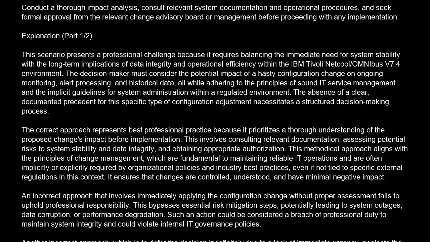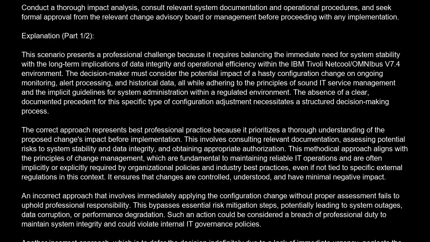The correct approach represents best professional practice because it prioritizes a thorough understanding of the proposed change's impact before implementation. This involves consulting relevant documentation, assessing potential risks to system stability and data integrity, and obtaining appropriate authorization. This methodical approach aligns with the principles of change management, which are fundamental to maintaining reliable IT operations and are often implicitly or explicitly required by organizational policies and industry best practices, even if not tied to specific external regulations in this context. It ensures that changes are controlled, understood, and have minimal negative impact.